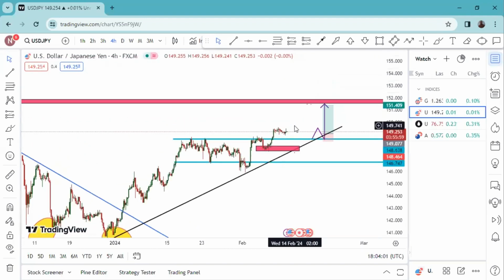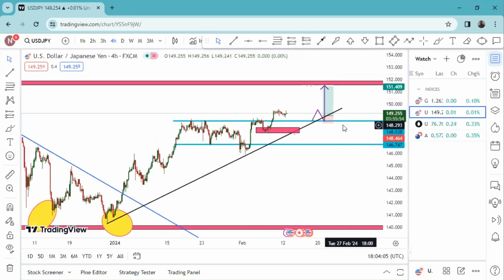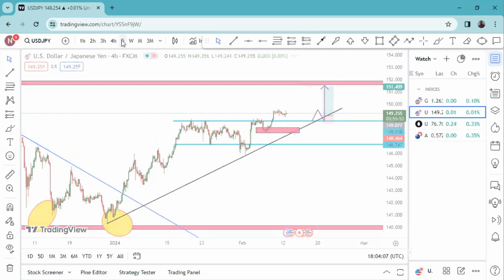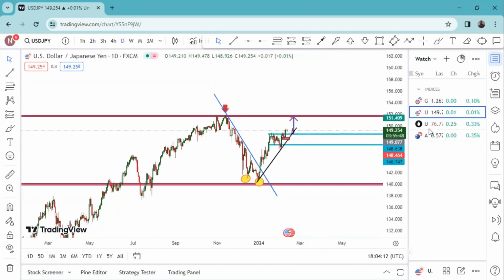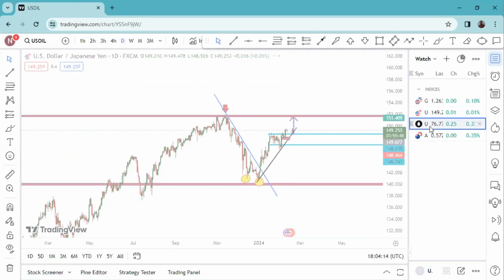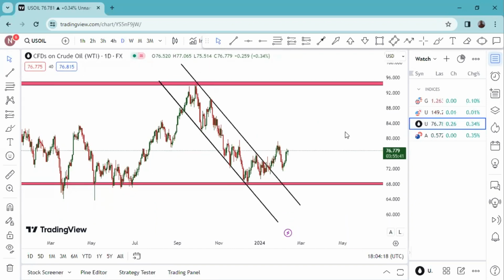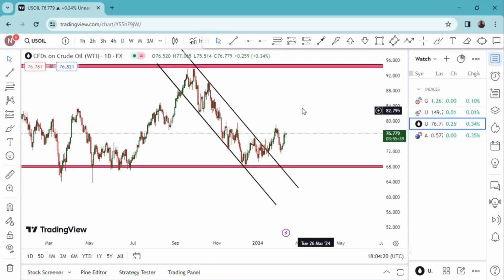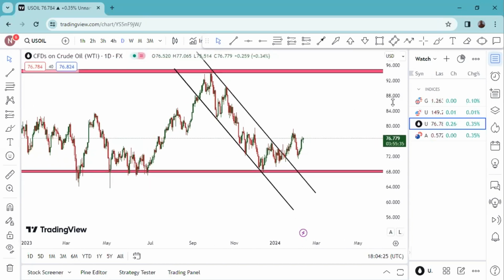So guys, that's what I might do, and that's my expectation for dollar yen. Now, I'm going to analyze my next pair, and my next pair is US oil. This is the pair, guys, that I've been waiting for. I gave you a signal for this pair.